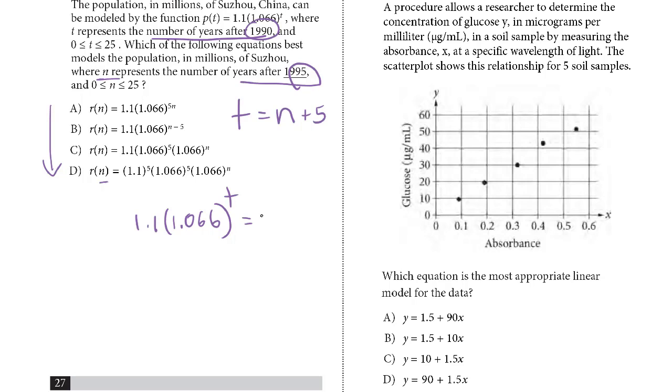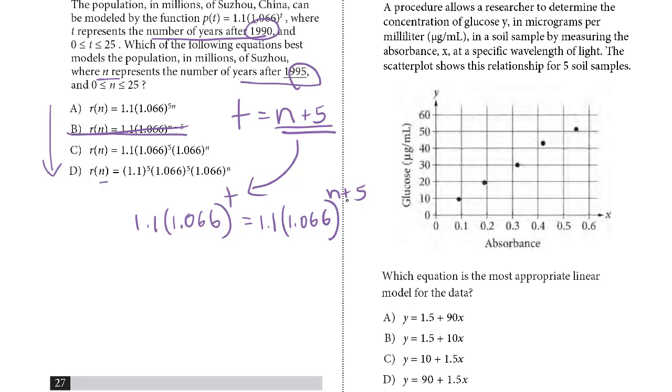Now I can rewrite that as 1.1 times 1.066, and I'll substitute n plus 5 in for t. That's to the n plus 5. Do I have an answer like that? No. This kind of looks like it, but that's wrong. It's n minus 5. Now I just need to apply my exponent laws.